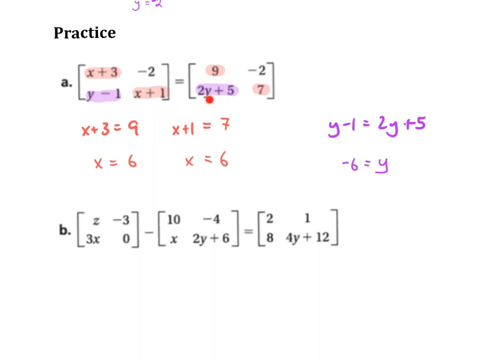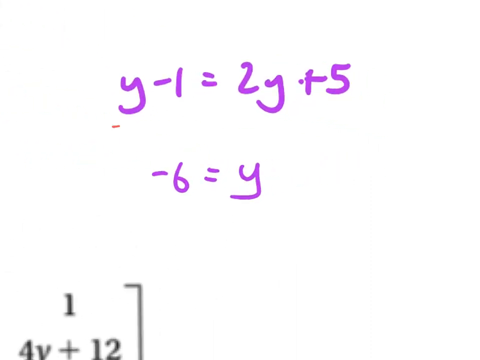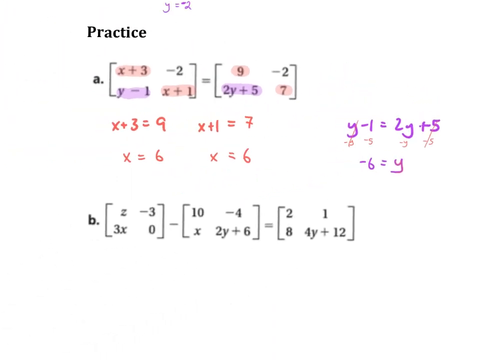Next, the purple here are corresponding, so we set that up. And just so that you can see what I'm doing here, if you subtract y from both sides, you just get a single y. And then if I subtract 5 from both sides here, then I get -6. And when you check that, it does work.